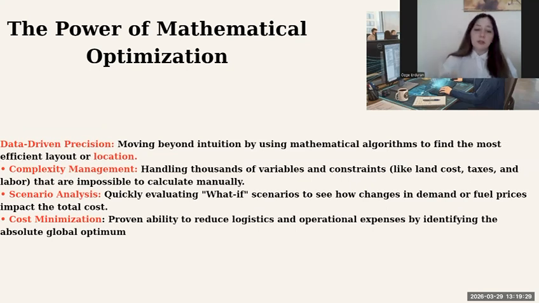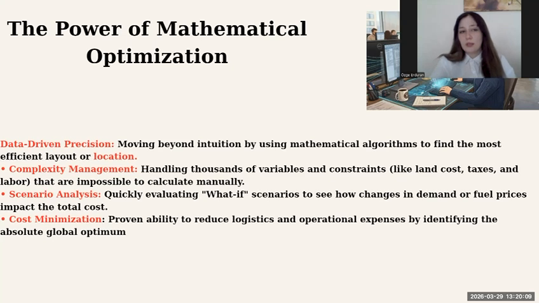Power of mathematical optimization. Why is mathematical optimization so powerful? It moves us beyond intuition. In a complex facility, we handle thousands of variables like land costs, taxes, and labor that are impossible to calculate manually. Tools like GAMS allow us to perform scenario analysis, seeing how our costs change if fuel prices or demands fluctuate, ultimately leading to global cost minimization.